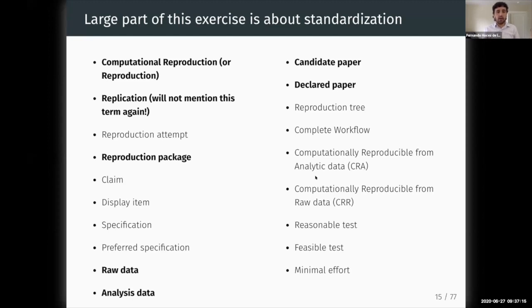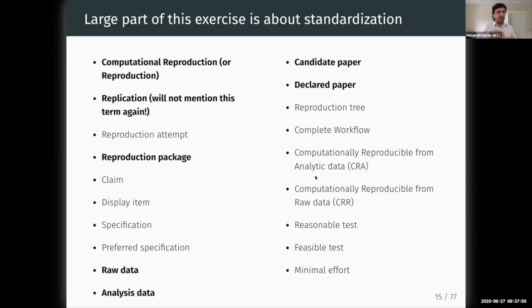A reproduction package we're going to define as something that contains all the materials to reproduce a paper. Raw data and analysis data are terms that are talked about frequently out there, but we have to define them a little more clearly. For our context, raw data is going to be whatever data set the researcher receives from the declared data source that they describe narratively in the paper. And the analysis data is going to be whatever data set is the last data set that they save before running an analysis.